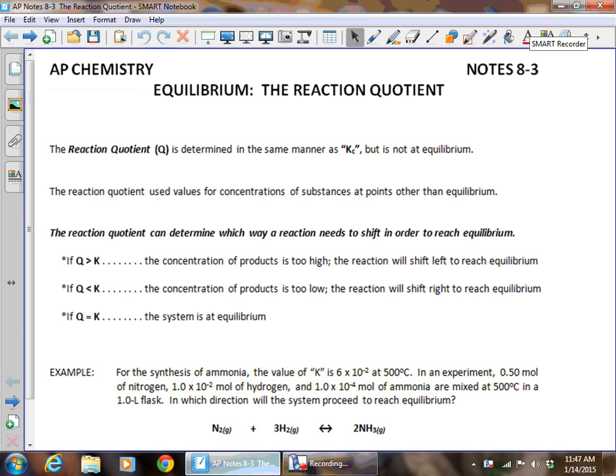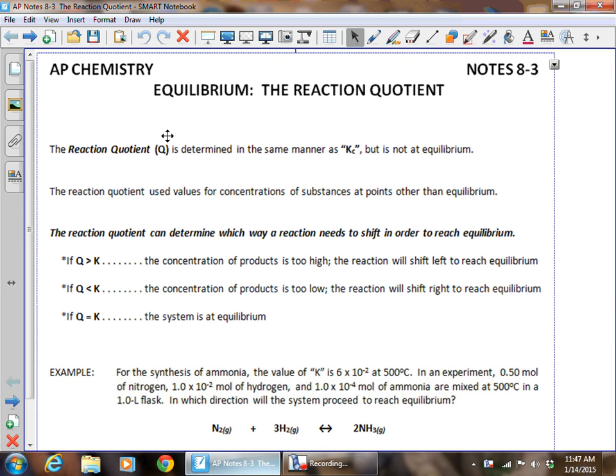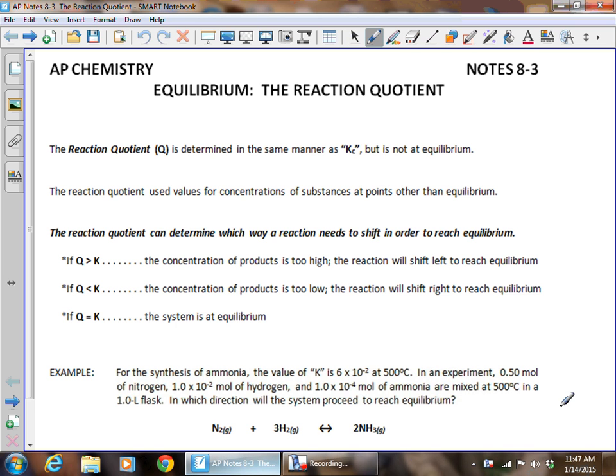In this video, we're going to continue our discussion of equilibrium with a discussion of the reaction quotient. Now, the reaction quotient is given a symbol Q, and that Q is determined in the same manner as the equilibrium constant, but it's not at equilibrium. It's going to tell us where the products and reactants stand, and we're going to be comparing it to the equilibrium constant to see which direction it's going to need to shift in order to get to equilibrium.